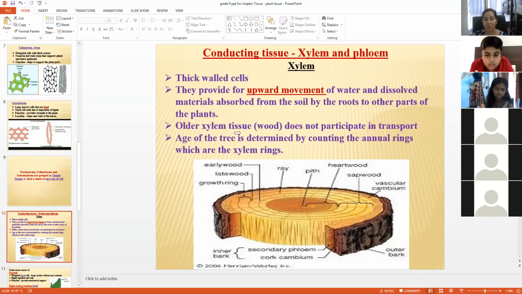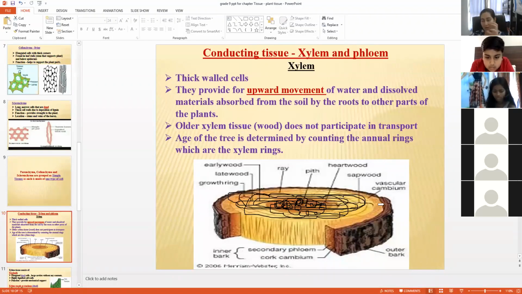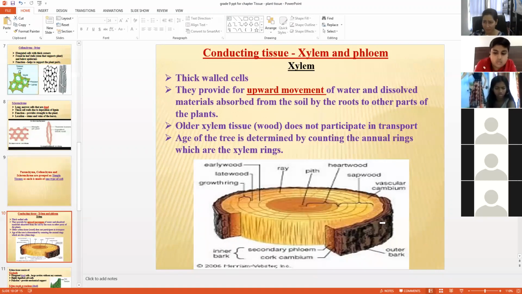The older xylem tissue does not participate in transport. Why? Because students, can you see, I have shown you here, this is a cross section of wood, of the bark of the tree. Now, can you see this outer brown part, students? Yes, this brown part is nothing but the older xylem tissue, which is the wood. So what is this doing, students? It is giving the protection.